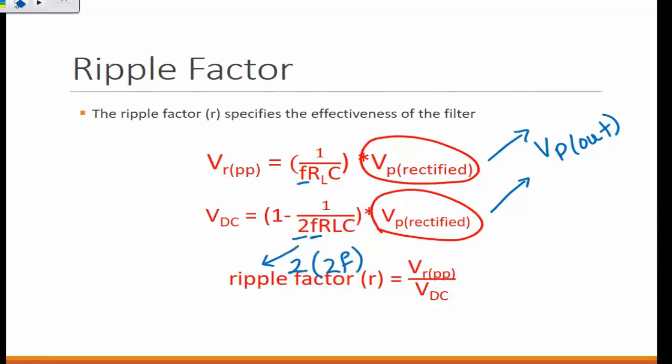So be careful: wherever you see frequency, if it is a full wave, you double the frequency. That 2 right here is not doubling; it's already there in the formula. You should double the frequency when you are using a full wave rectifier. That's the only couple of things I want to point out.